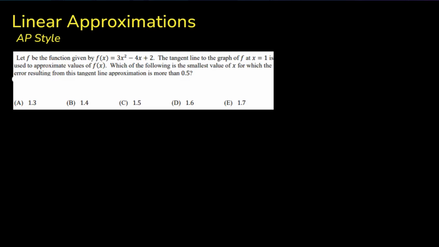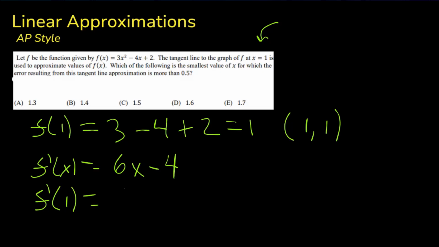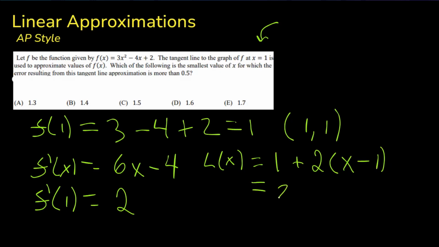First thing to do is get our tangent line approximation. So the x value we're using is x equals 1. So f of 1 is going to be 3 minus 4 plus 2, which is 1, which means the point is 1 comma 1. F prime of x is 6x minus 4. So f prime of 1 is 2. We can write the linear approximation L of x, which is y plus the derivative times x minus 1. So that's going to be 2x minus 1 is our L of x.